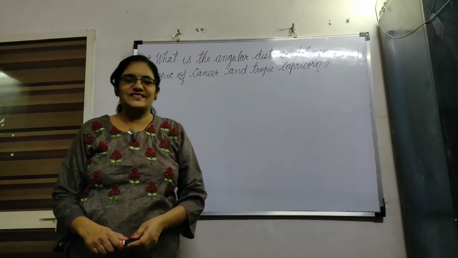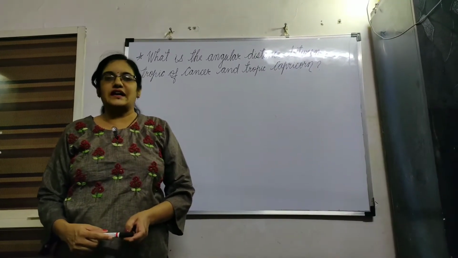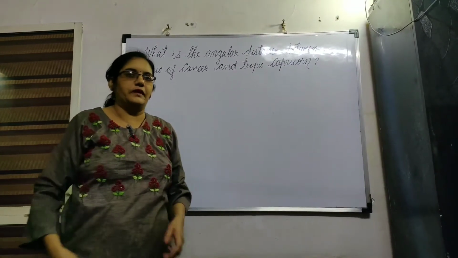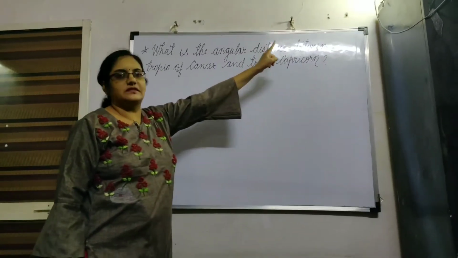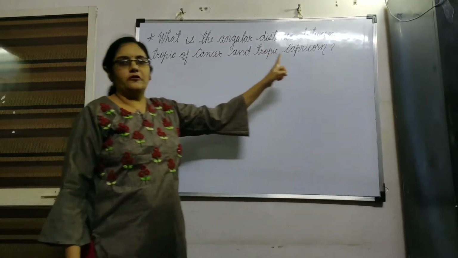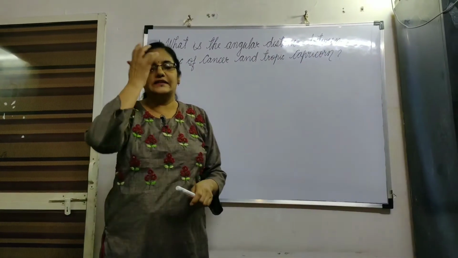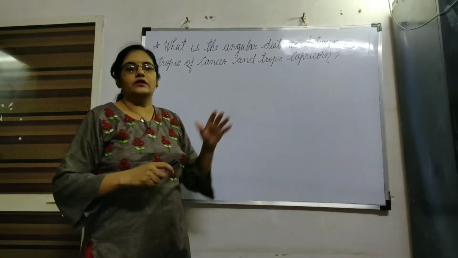Dear students, today we are going to discuss one question which is there in the 6th standard State Board textbook exercise part of lesson number 1. The question is, what is the angular distance between Tropic of Cancer and Tropic of Capricorn? Before we see how to write this answer, let us understand what this means.